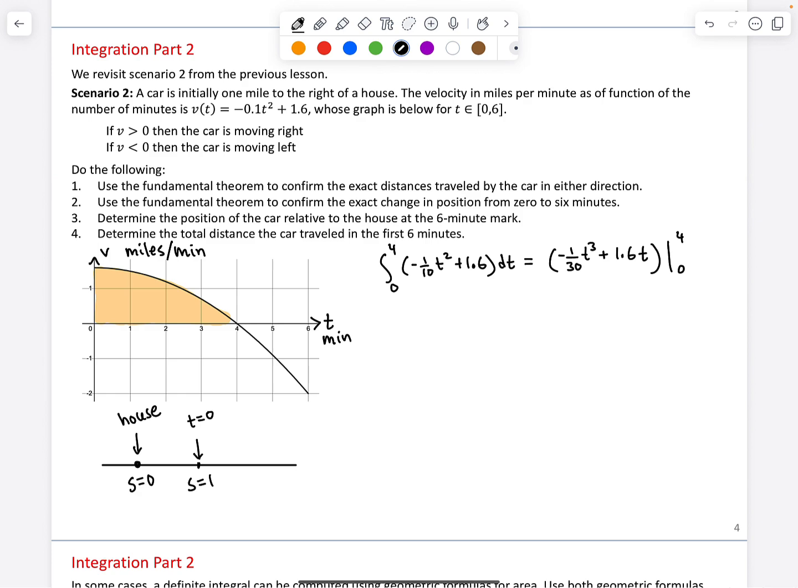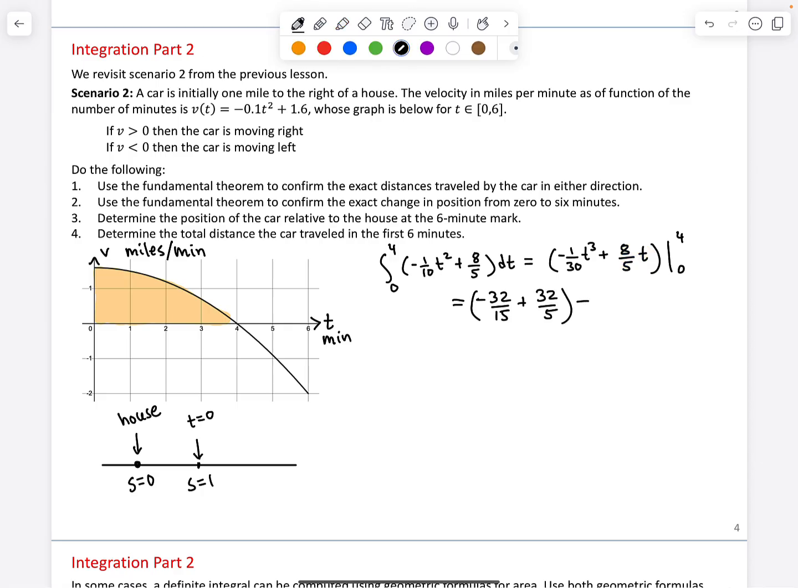And we plug in the 4 first. Well, 4 times 4 times 4 is 64. 64 over 30 simplifies to 32 over 15. Plus, these 1.6's I'll convert to fractions. It's 16/10 or 8/5. Now let's plug 4 in for t here, and we get 32/5. And this is what we get when we plug 4 in.